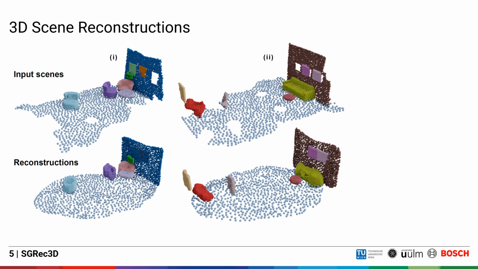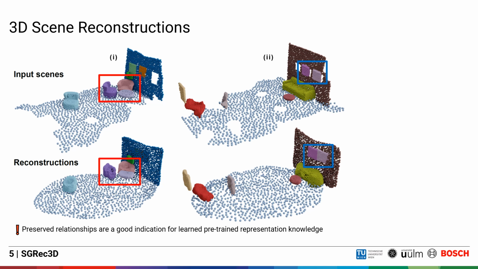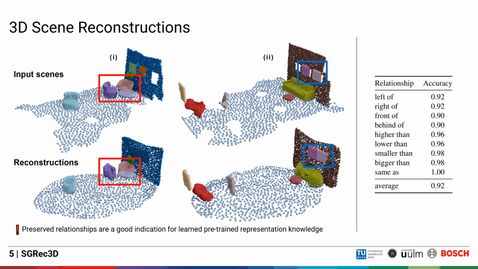Here, we present two exemplary 3D scene reconstructions from our method. We observe that the reconstruction quality is not super high. However, more importantly, we observe that object relationships that are present in the original point cloud are still present in the reconstructed point clouds. For example, those pictures hanging on the wall are preserved to be hanging on the wall in the reconstruction. We reason that the preserved relationships in our reconstructions are a good indication for the learned relationship knowledge during our pre-training. This observation can also be shown quantitatively.